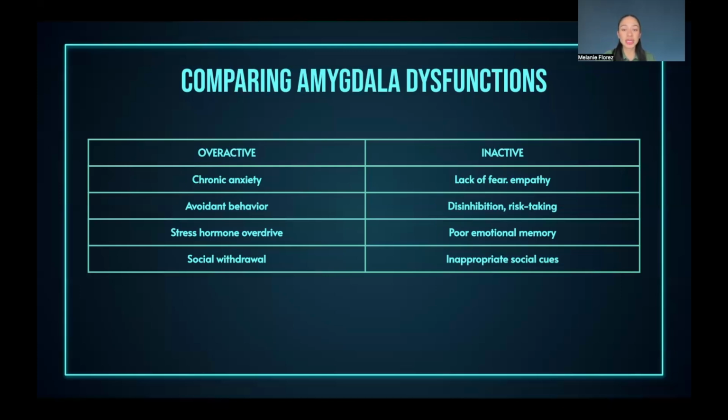In healthy brains, the amygdala operates like a smoke detector, alerting us when there's real danger, but staying quiet when there's none. In dysregulation, this means the alarm either never shuts off or never goes off at all. Restoring the balance between activation and inhibition, between emotional salience and control, is key to mental health.